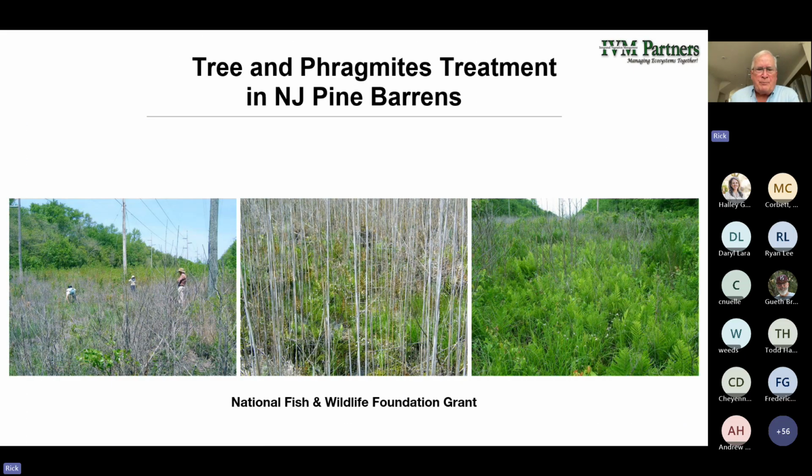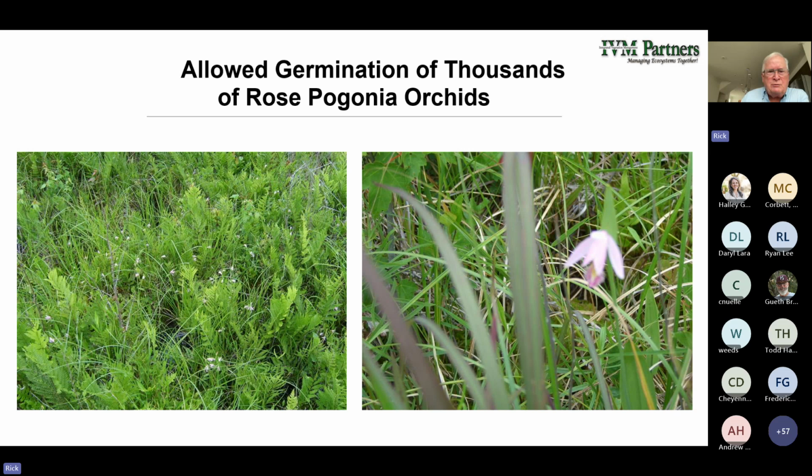Then when I started IVM Partners, we got a grant from National Fish and Wildlife Foundation, and we did the same type of documentation in the New Jersey Pinelands area in Cape May County. We took one span of transmission line and treated it and took out the Phragmites in the trees, and we released thousands of rose pogonia orchids, little tiny orchids. The only place they came in is where we herbicide treated. So I figured, there's so many things that could be in the soil that we don't know what we have.